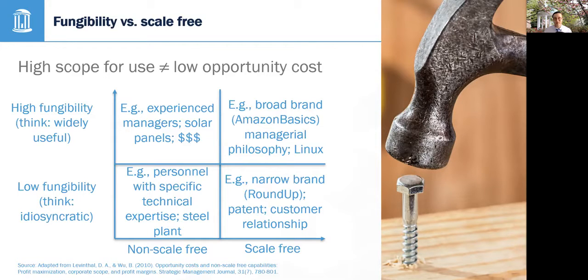So right now with COVID-19, you're seeing a lot of resource fungibility being used. And in some cases, the decision about whether or not to do that depends on the opportunity cost. In terms of categorizing these, again, you can think of fungibility as widely useful. Low fungibility is more idiosyncratic. If it's scale-free, there's no opportunity cost. If it's non-scale-free, there is an opportunity cost and the resource must be allocated.